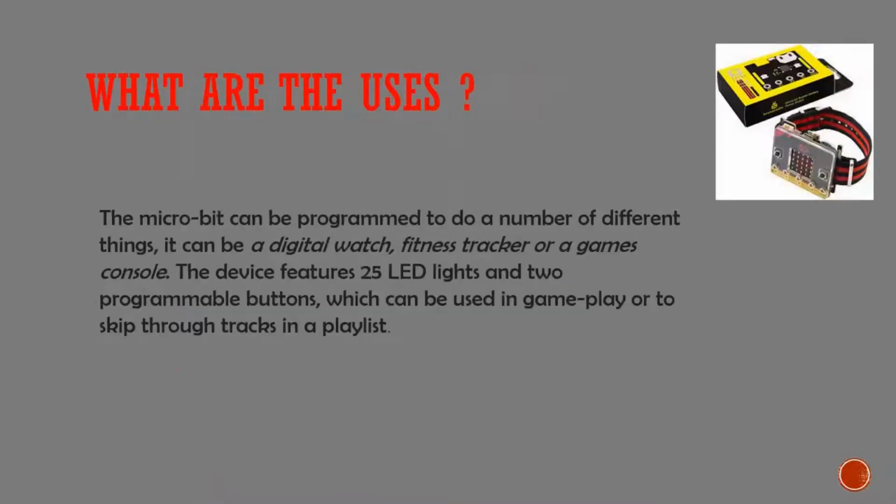Okay, so what are the uses of a Microbit? The Microbit can be programmed to do a number of different things. It can be a digital watch, as shown in the picture, a fitness tracker, or a games console. The device features 25 LED lights and two programmable buttons, as you saw in the last picture, which can be used in gameplay or to skip through tracks in a playlist.